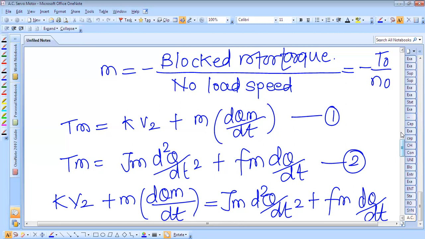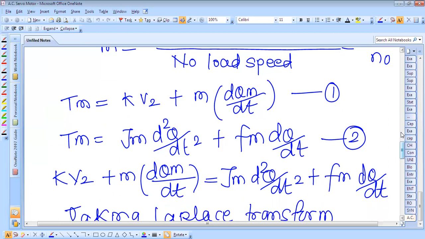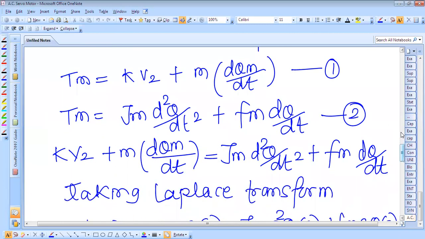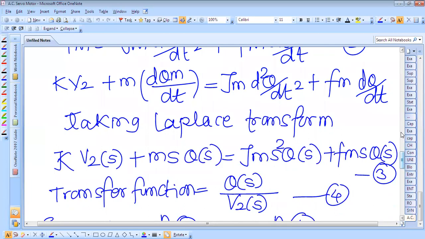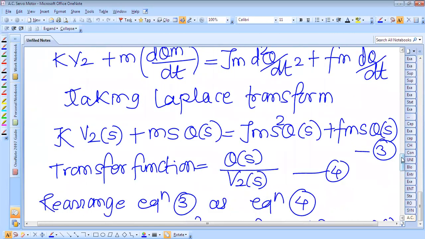These two torques have to be equated. So we can write K V2 plus M into d theta m by dt is equal to Jm d square theta by dt square plus Fm into d theta by dt. Taking the Laplace transform of this equation, we get K into V2 of s plus M s theta of s is equal to Jm s square theta of s plus Fm s theta of s. This is equation number 3, and we are interested here in finding the transfer function.